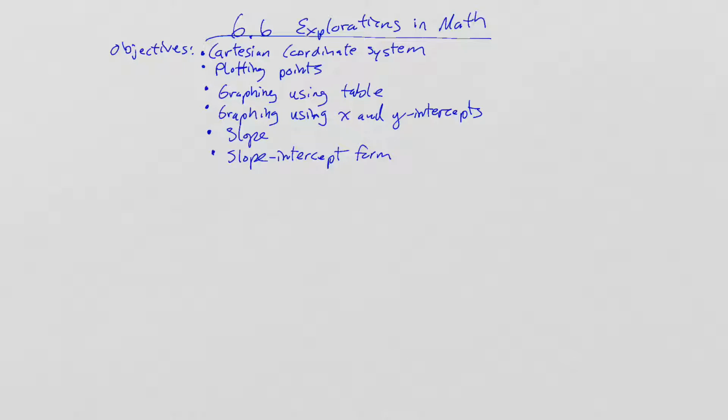Okay, so the only thing that's in your workbook is going to be basically this one, and that's basically it. Okay, maybe this one. It just depends on what type of method you use. So we're going to go ahead and start with just a quick review of the Cartesian coordinate system and plotting points.